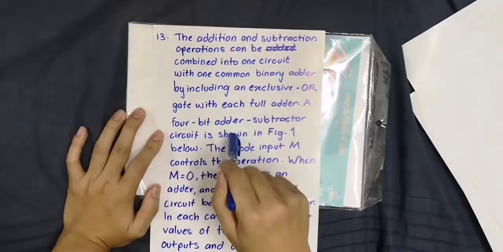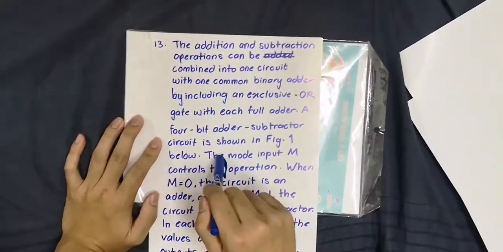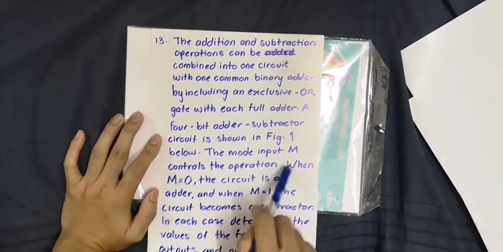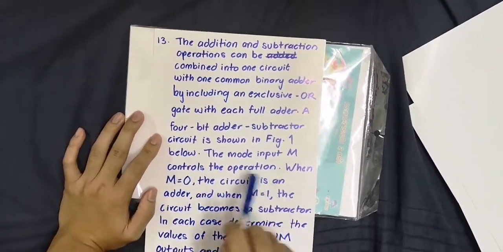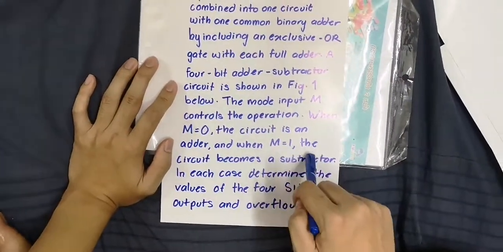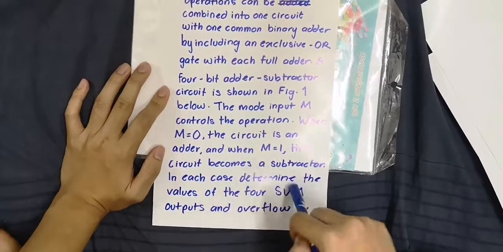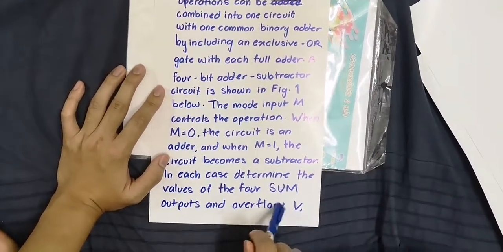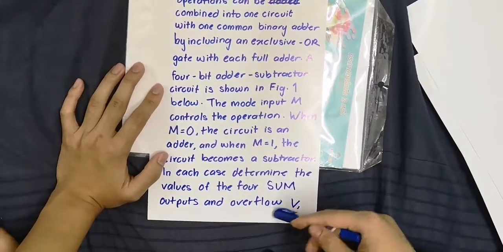A 4-bit adder subtractor circuit is shown in figure 1 below. The mode input M controls the operation. When M equals 0, the circuit is an adder, and when M equals 1, the circuit becomes a subtractor. In each case, determine the values of the four sum outputs and overflow V.